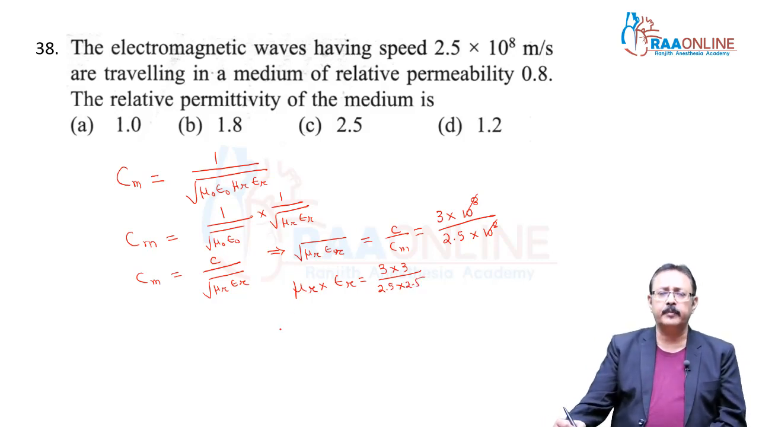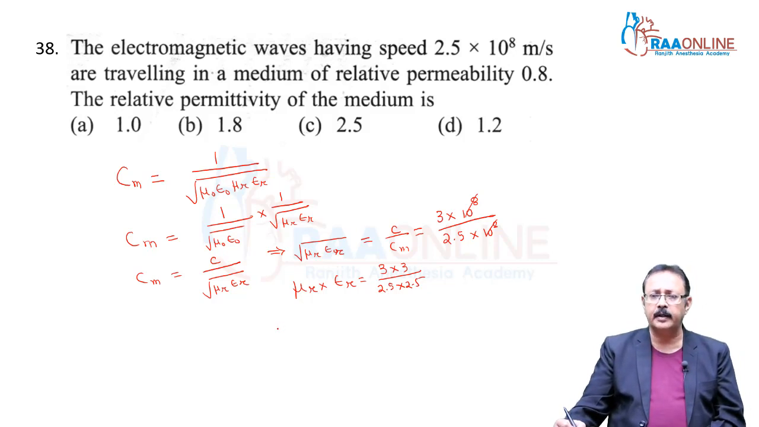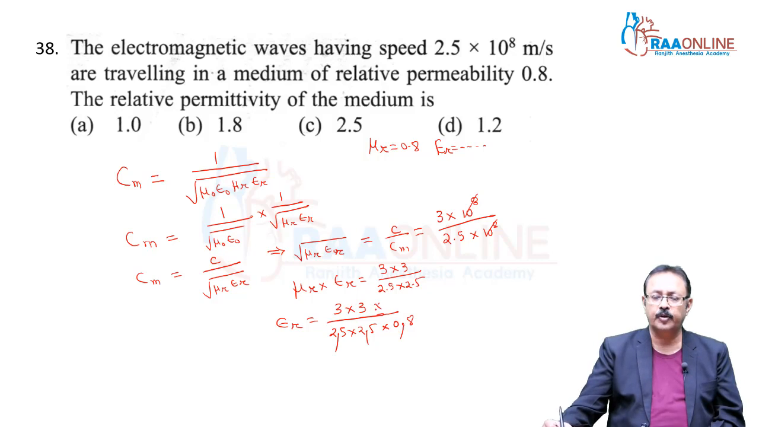Now, the relative permittivity of the medium we want to calculate, epsilon r, and mu r is given. What is given? Mu r, relative permeability, 0.8. We want to calculate epsilon r. So putting the value of mu r, epsilon r we are getting 3 into 3 upon 2.5 into 0.8. Remove this decimal, remove this decimal, remove this decimal. You will get 1000.